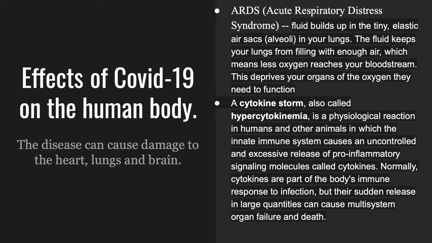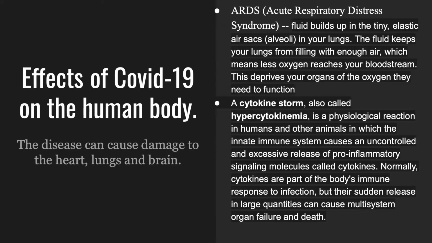The second thing that can happen that is quite alarming is something called a cytokine storm. The second bullet here. It's also called hypercytokinemia, and it is a physiological reaction in humans and other animals in which the innate immune system causes an uncontrolled and excessive release of pro-inflammatory signaling molecules called cytokines. If you're not a science nerd or into science, that sounds like jargon, or a specialized language used only for science. Let me break this down for you.